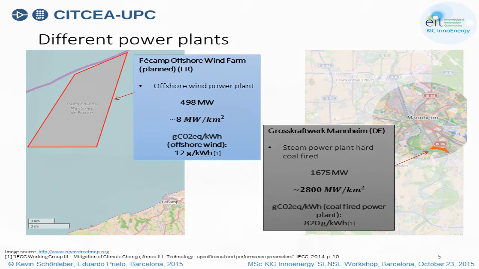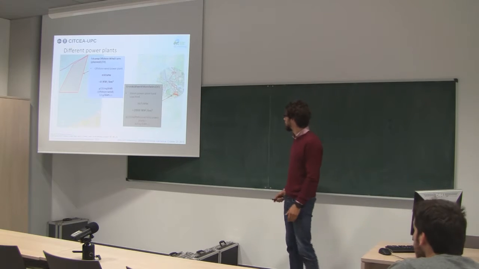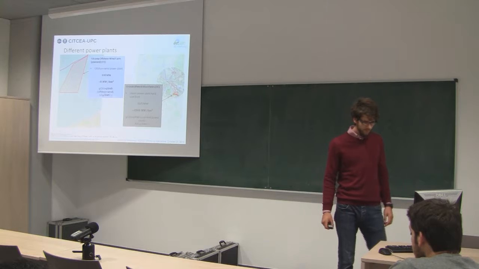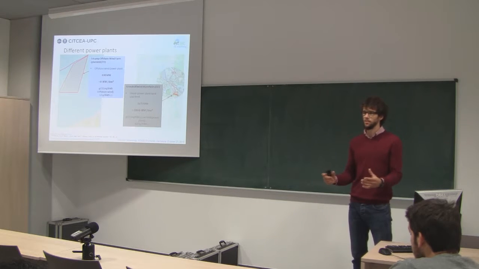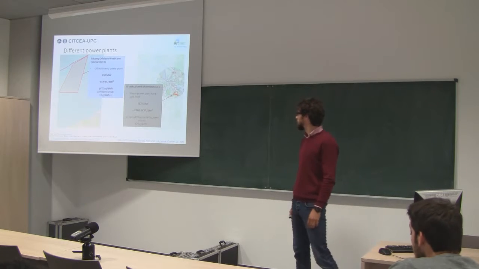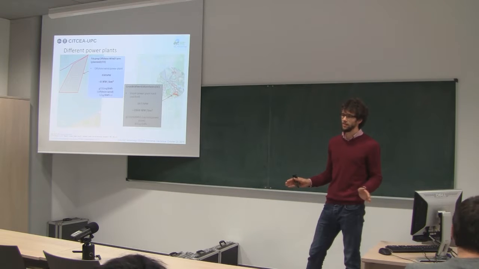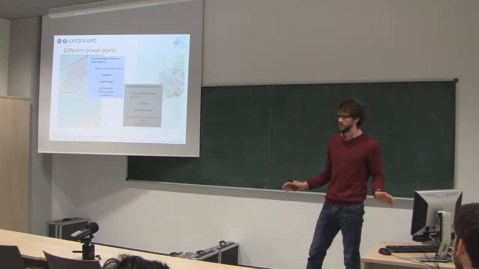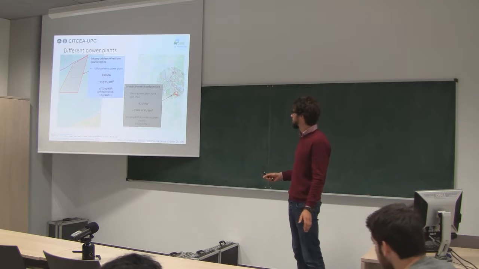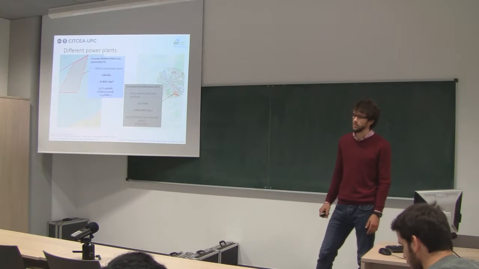This power plant in Mannheim is called Großkraftwerk Mannheim, a steam power plant fired with coal. It's 1.6 gigawatt, and comparing the area it occupies, it is 2.8 gigawatt per square kilometer. So it's a high power density. I'm not looking at the coal mine, which also occupies space. But the offshore wind farm is a lot less: a 500 megawatt plant is about 8 megawatt per square kilometer.